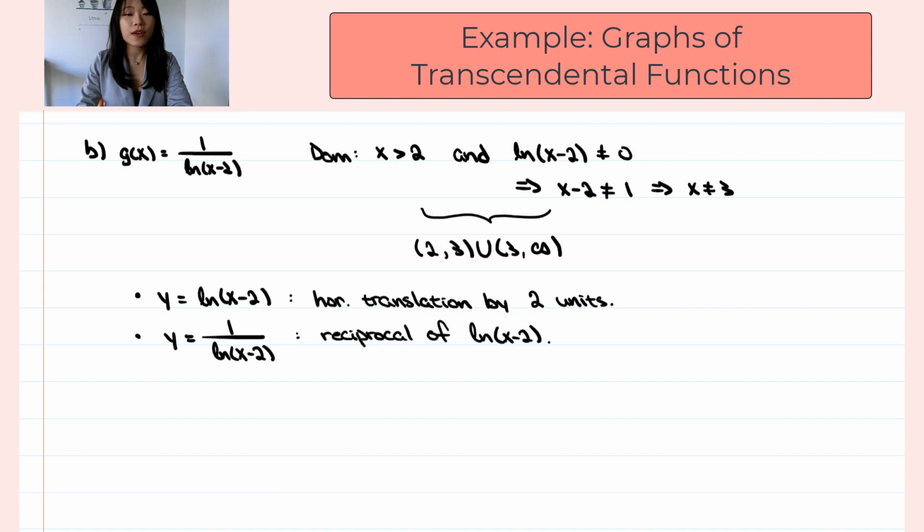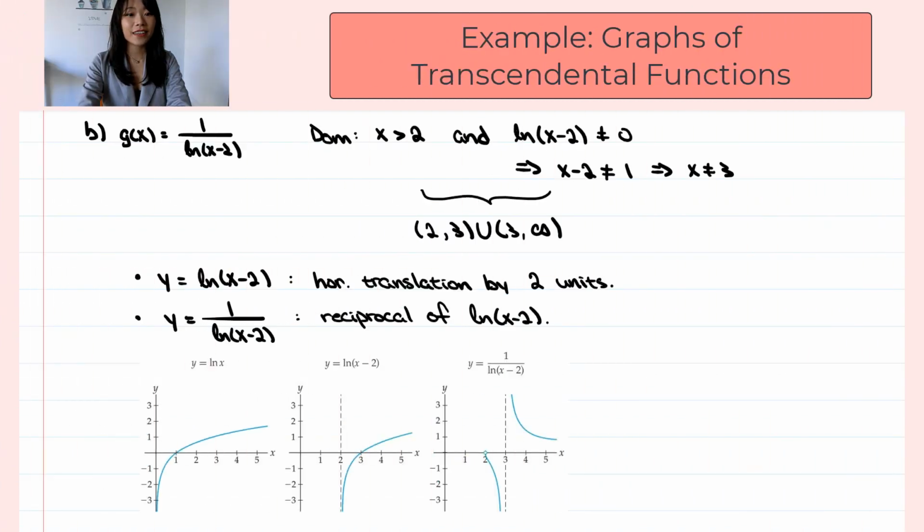Now let's use this information to sketch the function. The first panel shows the original function, ln of x. It is the inverse of an exponential function, so it passes through the point (1, 0). Now the first step is a horizontal translation to the right by 2 units.